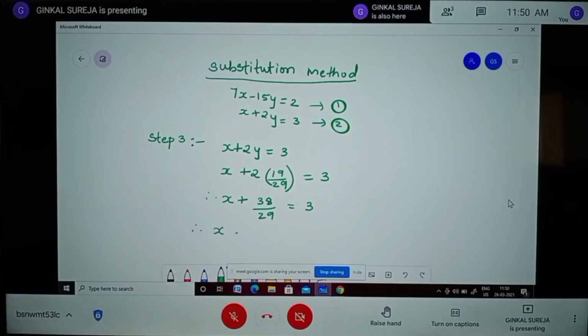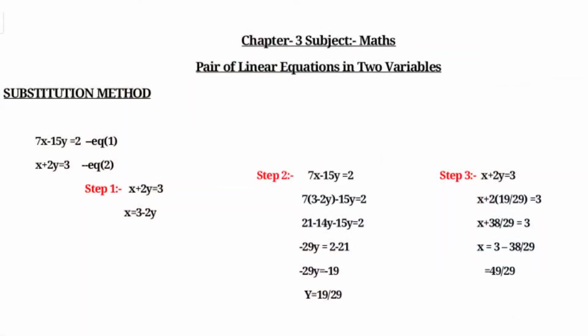Therefore x is 3 minus 38 upon 29. Here the LCM is 29, so we get 87 minus 38, which is equal to 49 upon 29. So we got the value of x. So for the given pair of linear equations, the solution of the equation (x, y) is 49 upon 29 and 19 upon 29.